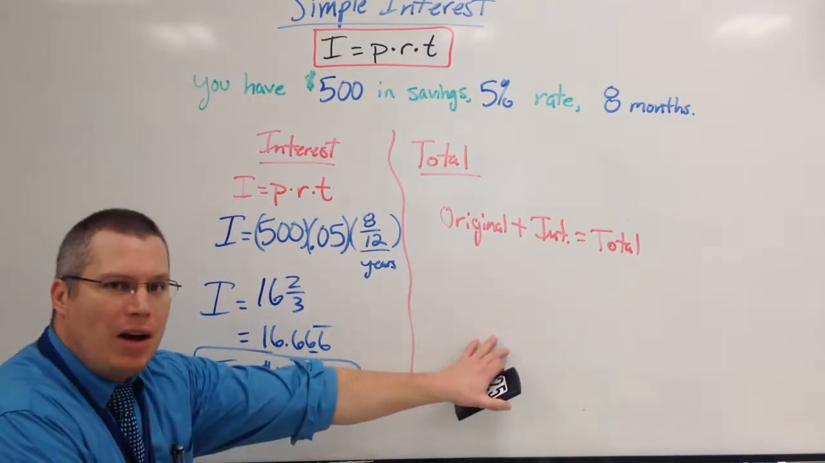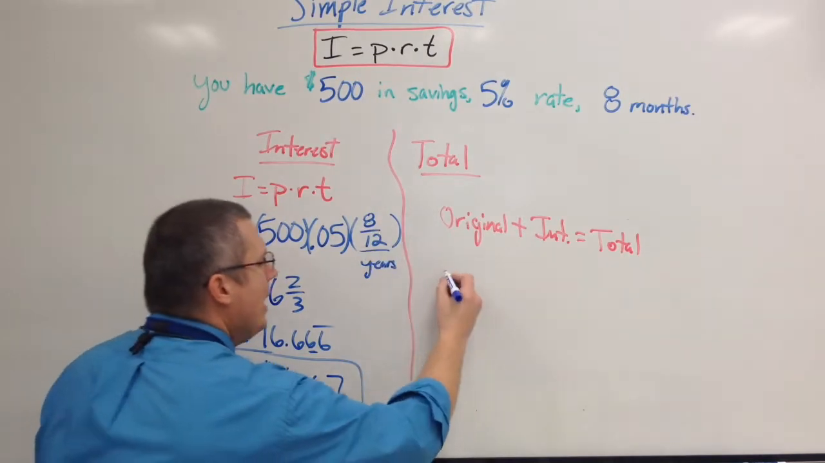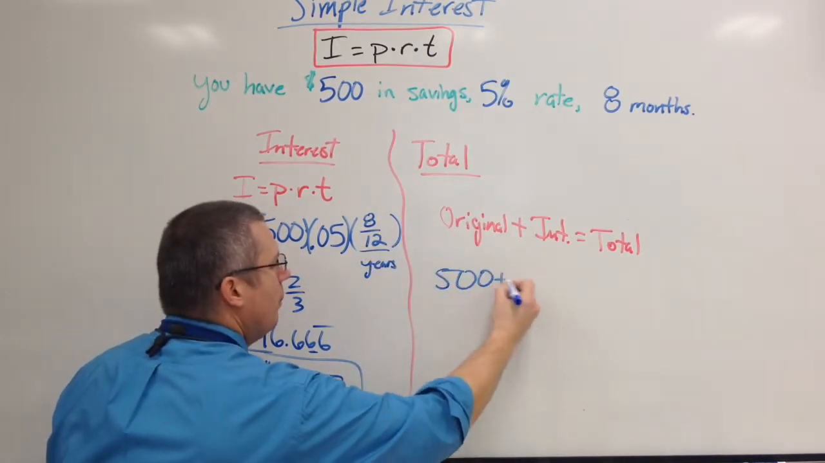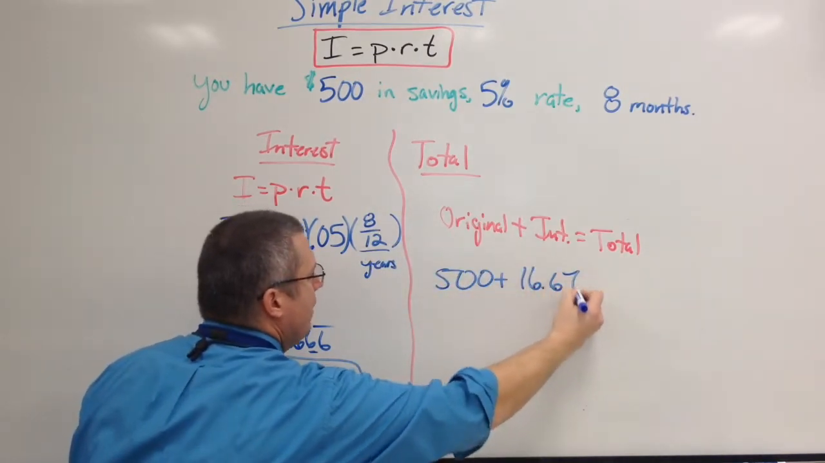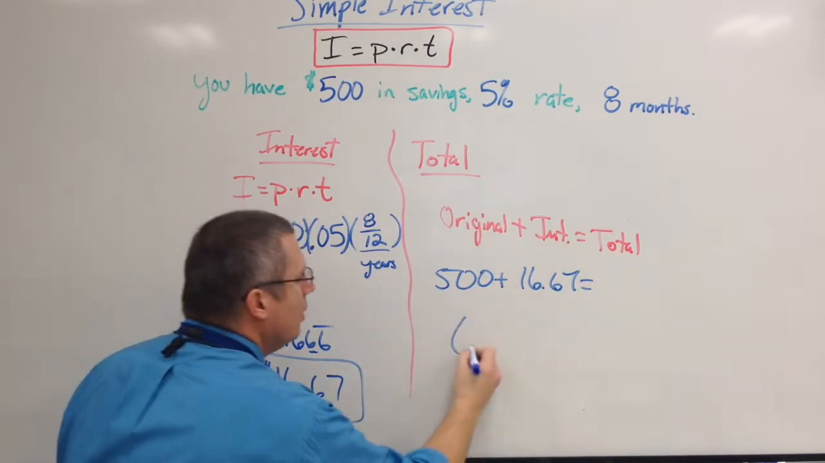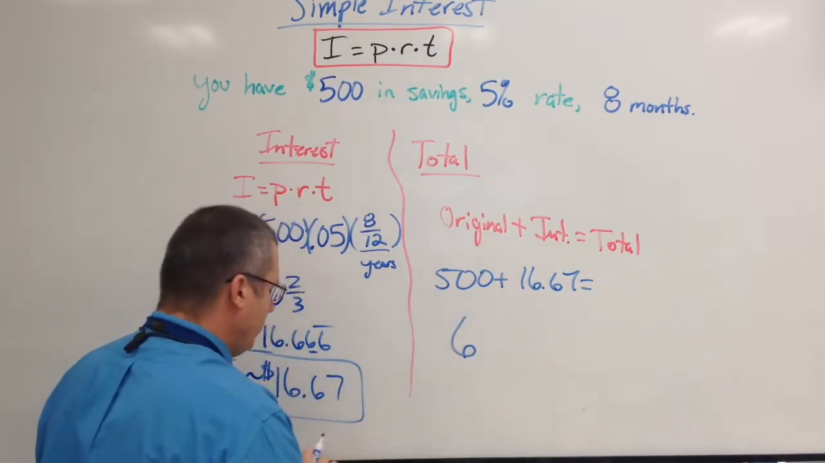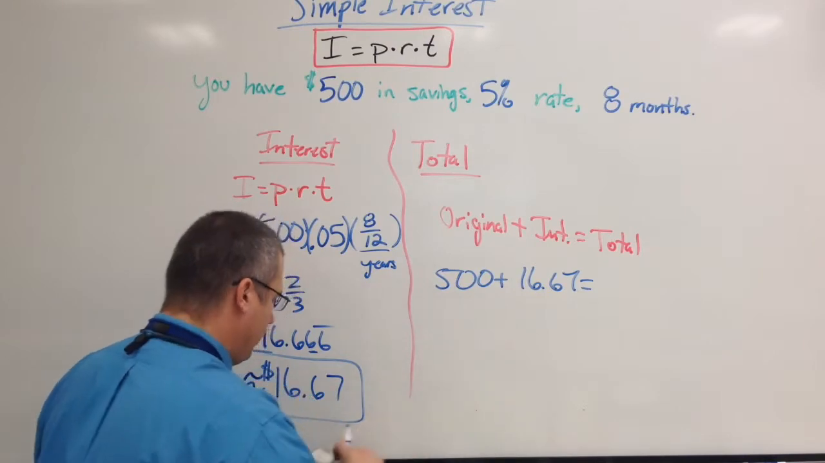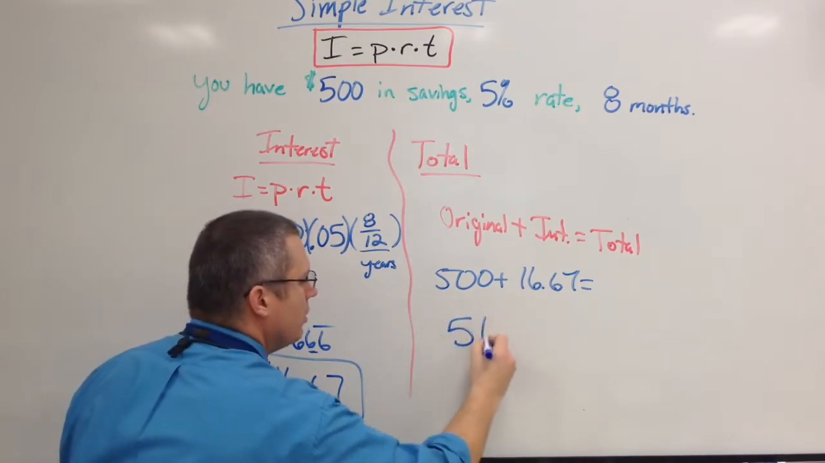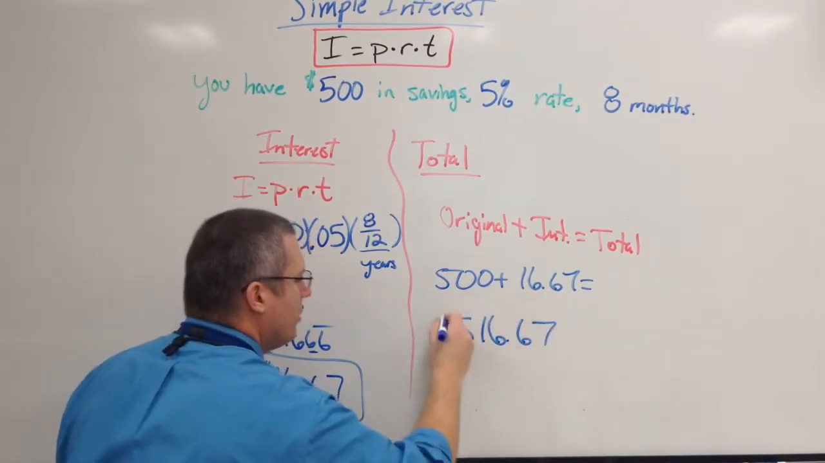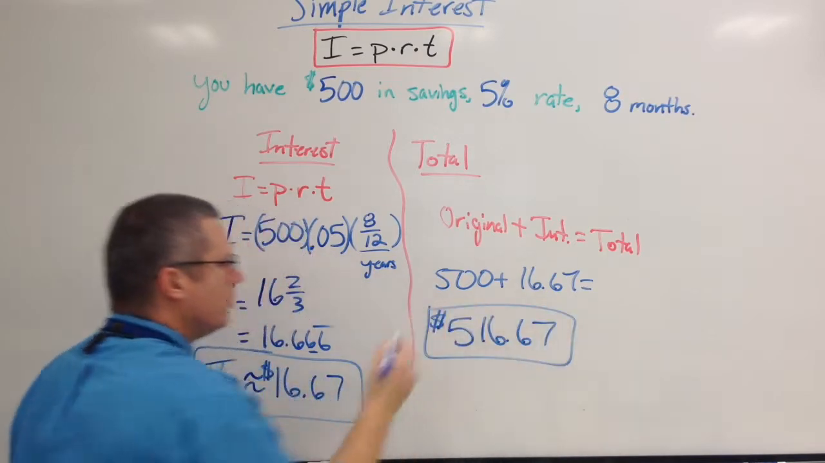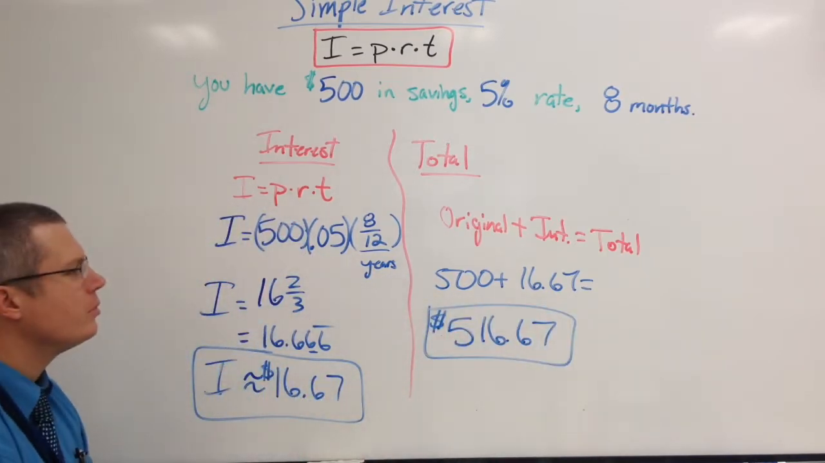How much money do I now have in the bank? I did have 500 was my original, plus $16.67 equals $516.67.